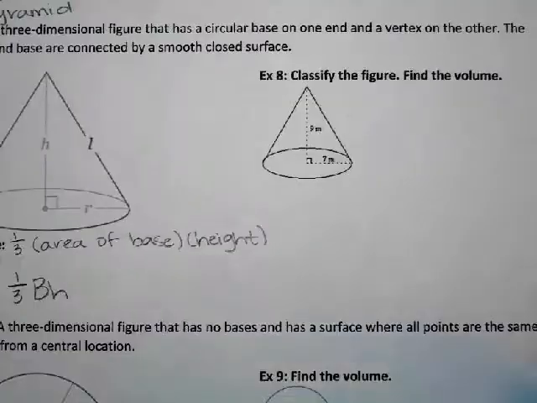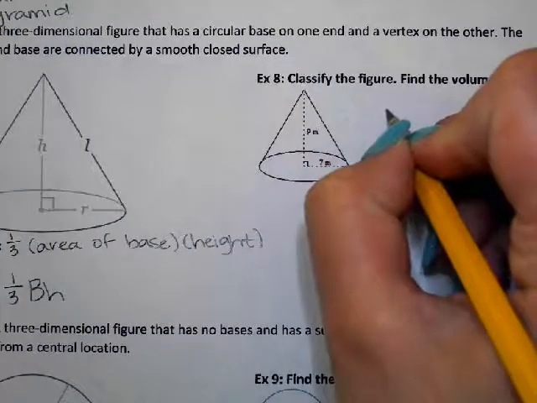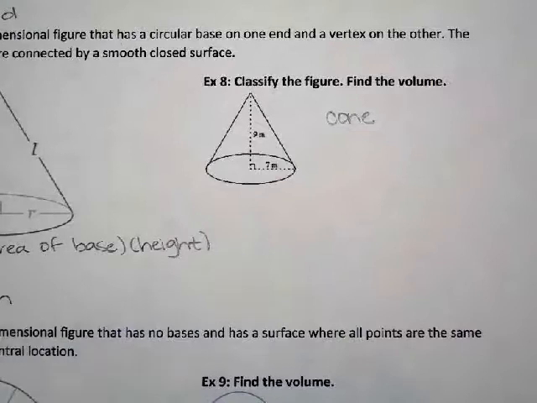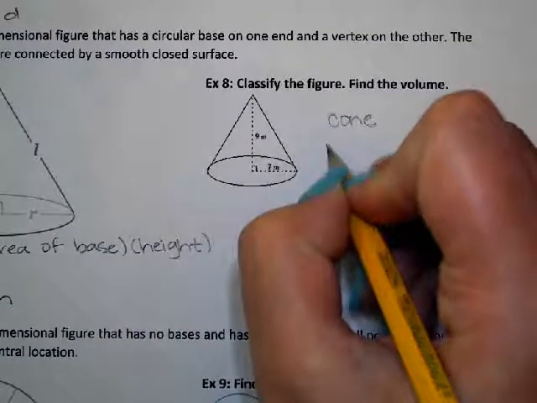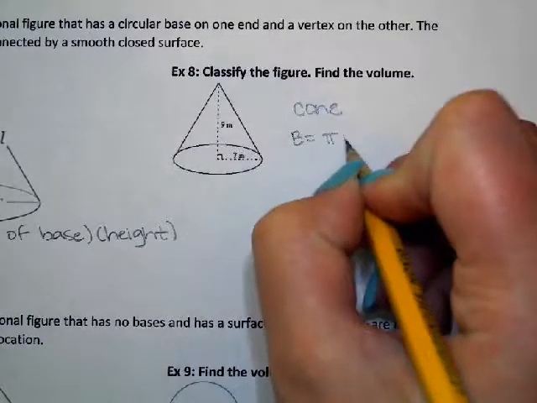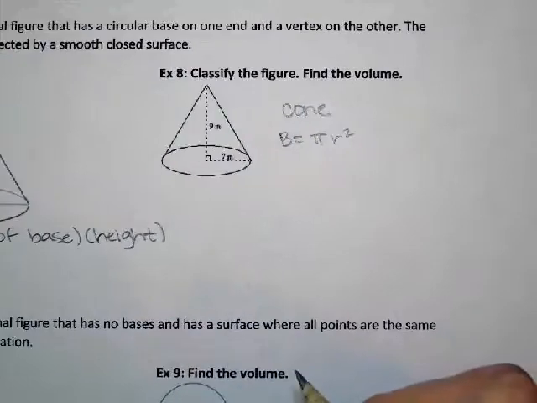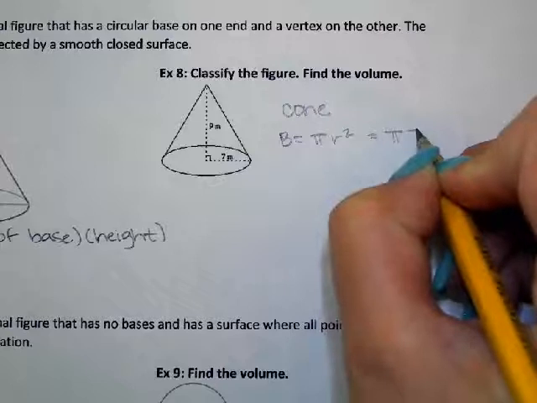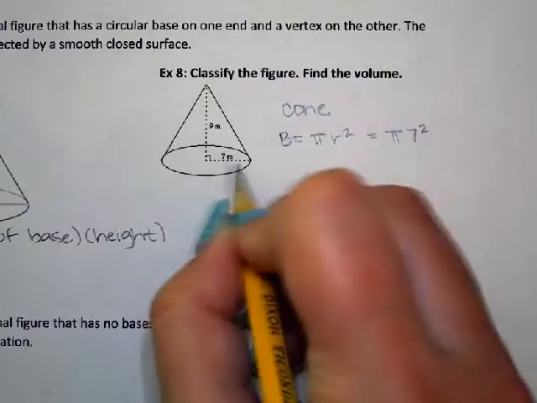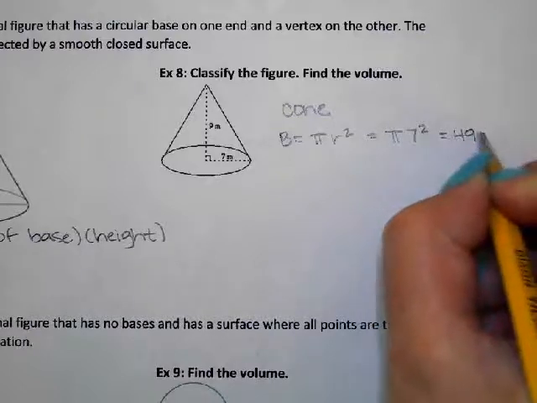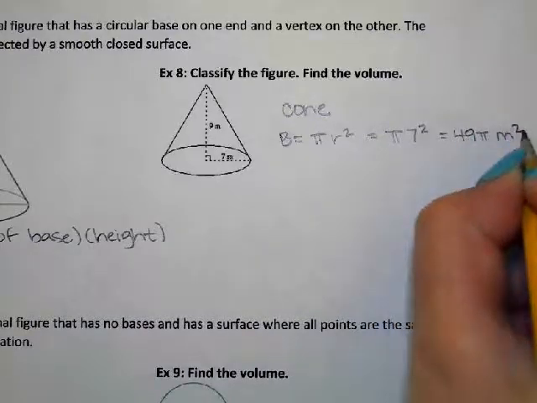So over here, the classification for the figure would be a cone. And then to find the volume, first I would say that the area of the base is pi r squared. That's the formula we're using, the area of a circle. So for this it would be pi 7 squared. Again, we have a radius of 7, and so that is 49 pi meters squared.